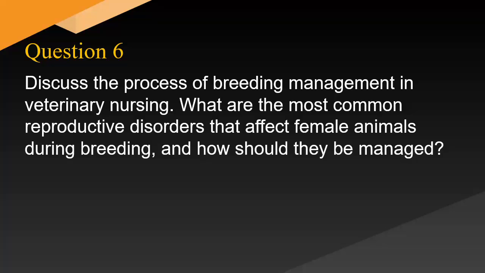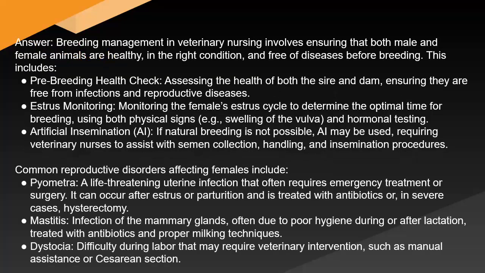Discuss the process of breeding management in veterinary nursing. What are the most common reproductive disorders that affect female animals during breeding, and how should they be managed? Answer: breeding management in veterinary nursing involves ensuring that both male and female animals are healthy, in the right condition, and free of diseases before breeding.